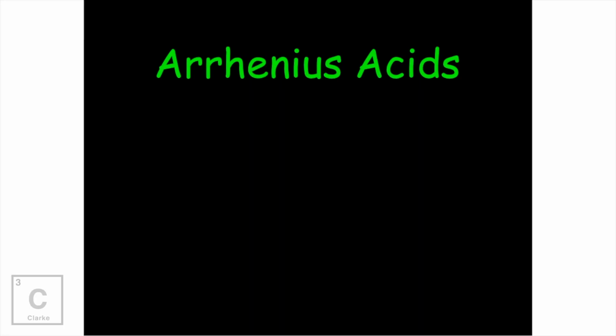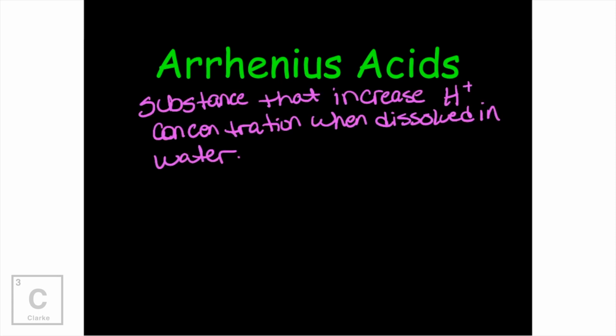Okay, so we're going to start with the oldest definition of acids first. This is the Arrhenius definition. Arrhenius is the scientist who came up with this definition. So an Arrhenius acid is a substance that increases the concentration of the hydrogen ion when it's dissolved in water.